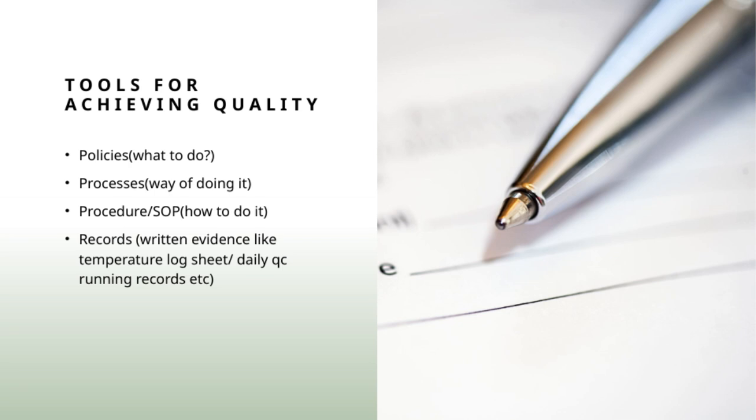ensuring everyone knows exactly how to carry out their responsibilities. Records are also crucial. They serve as written evidence of our compliance and performance, like temperature logs or daily QC records. These records help us track and verify that everything is running as it should. Finally, tools for achieving quality encompass all the resources and equipment we use to meet our standards.